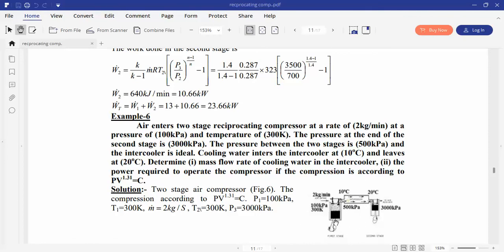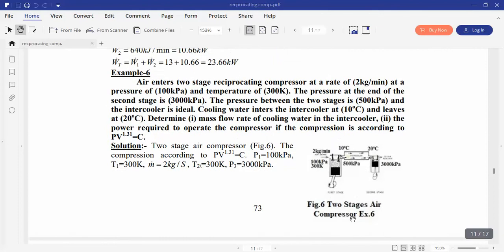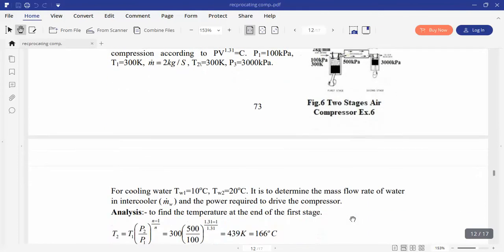This is the compressor. This is the first stage, it becomes bigger because the air has high volume, and then the second stage is the smallest because the volume of air becomes small. The water enters the intercooler at 10 and leaves at 20 degrees centigrade. It is to determine the mass flow rate of water, m dot w, and also the work done.